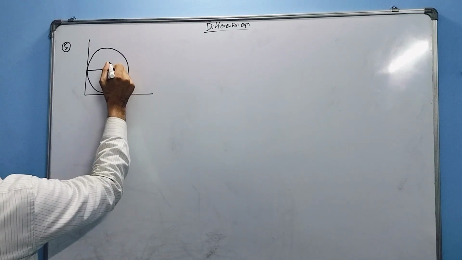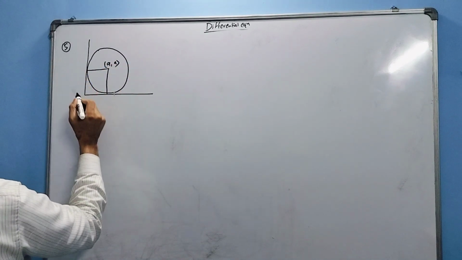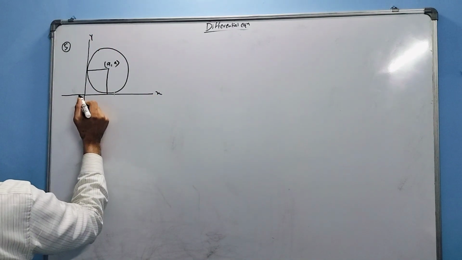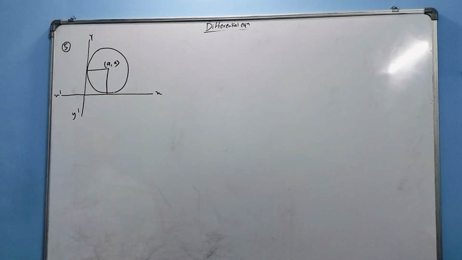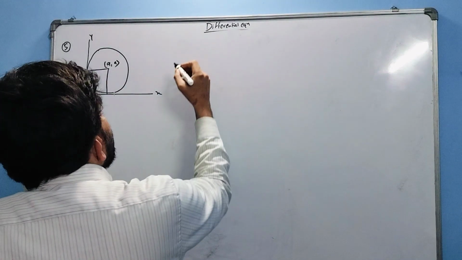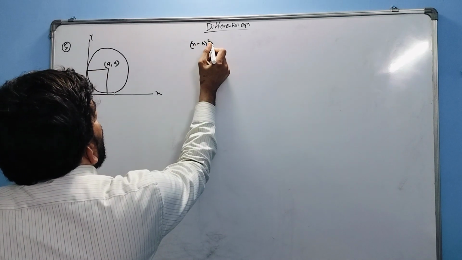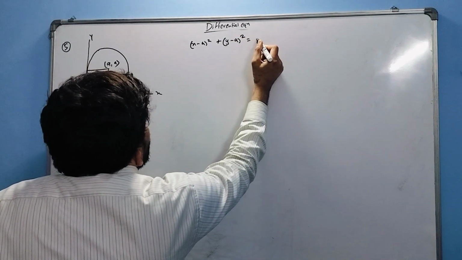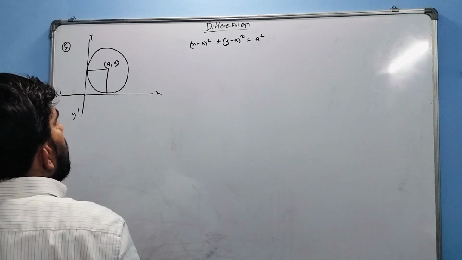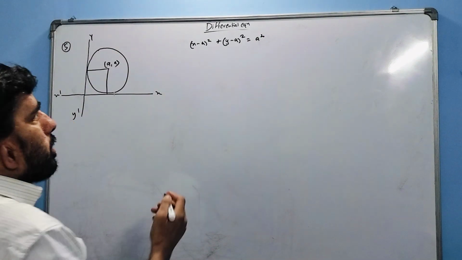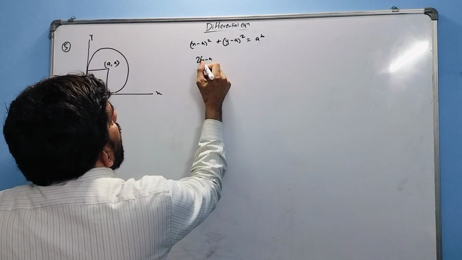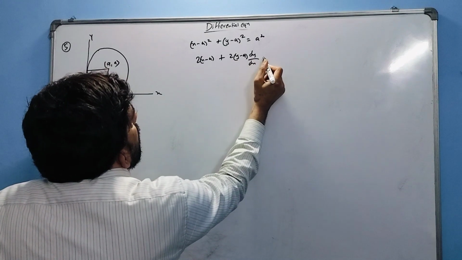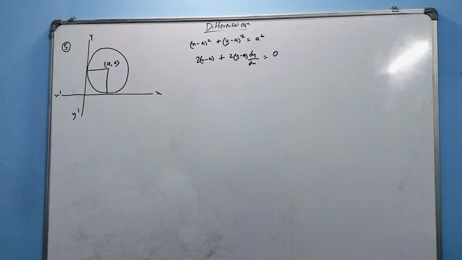Let us say we have center A. This is the y-axis, this is the x-axis. If I consider this, we have x dash, y dash. So what will be the equation of that circle? x minus a whole square plus y minus a whole square is equal to a square, because a is the radius. Now let's try to differentiate it. We get 2 into x minus a plus 2 into y minus a into dy upon dx is equal to 0, and we know the differentiation of a constant is 0.